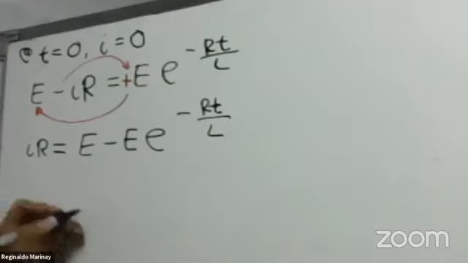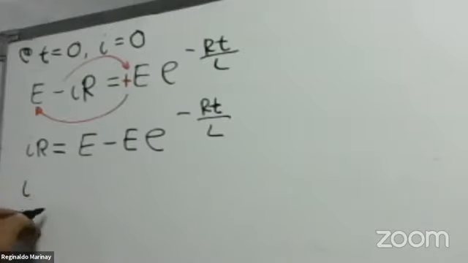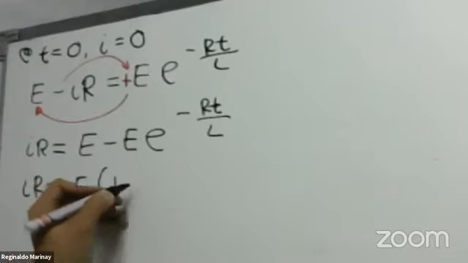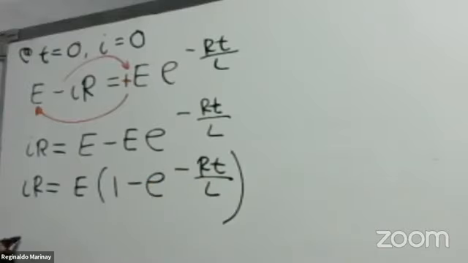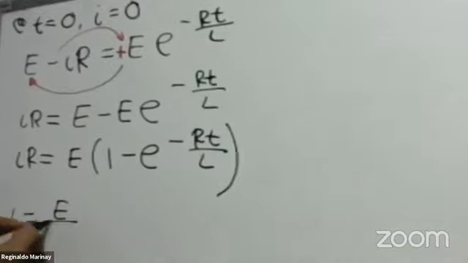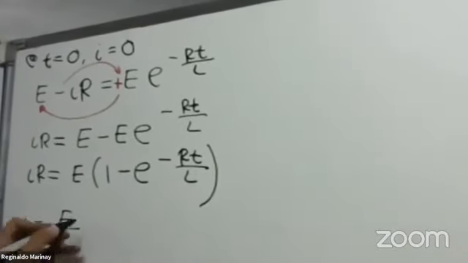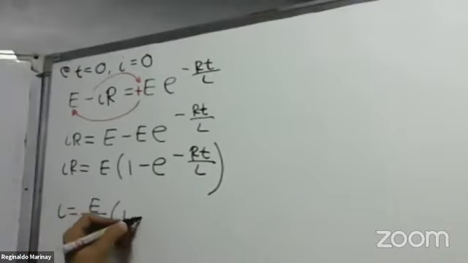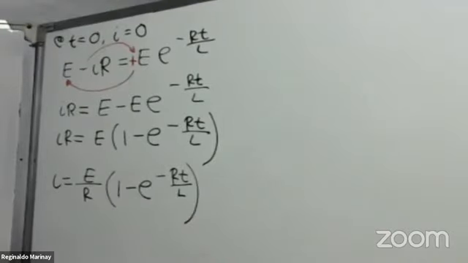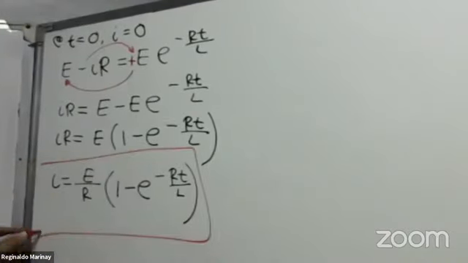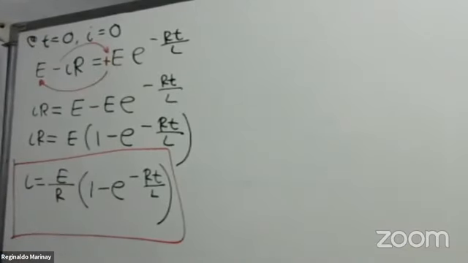Now, I will factor out E. We have our IR. So, our E will be factored out: 1 minus E raised to negative Rt over L. Therefore, our I will be equal to E over R multiplied by 1 minus E raised to negative Rt over L. So, this is our equation. Did you get that? That is our equation for the current.